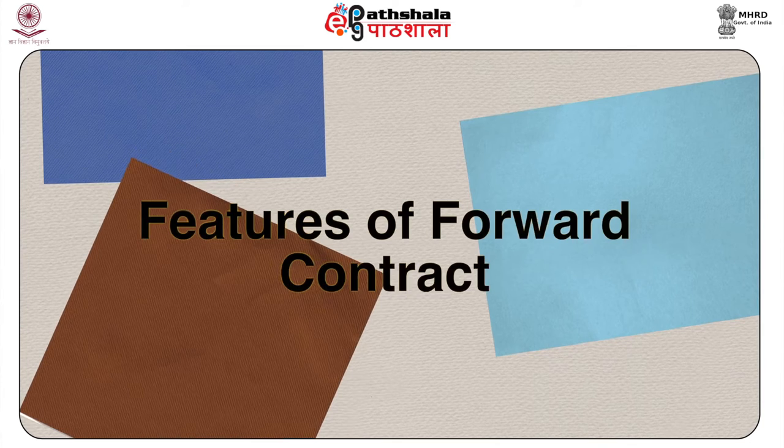Forwards are non-marketable. Once a firm enters into a forward contract, there is no convenient way to trade out of it except that of reversing the trade between the same parties. For example, a wheat farmer selling his harvest at a known price at a future date in order to eliminate price risk. The features of the forward contract.